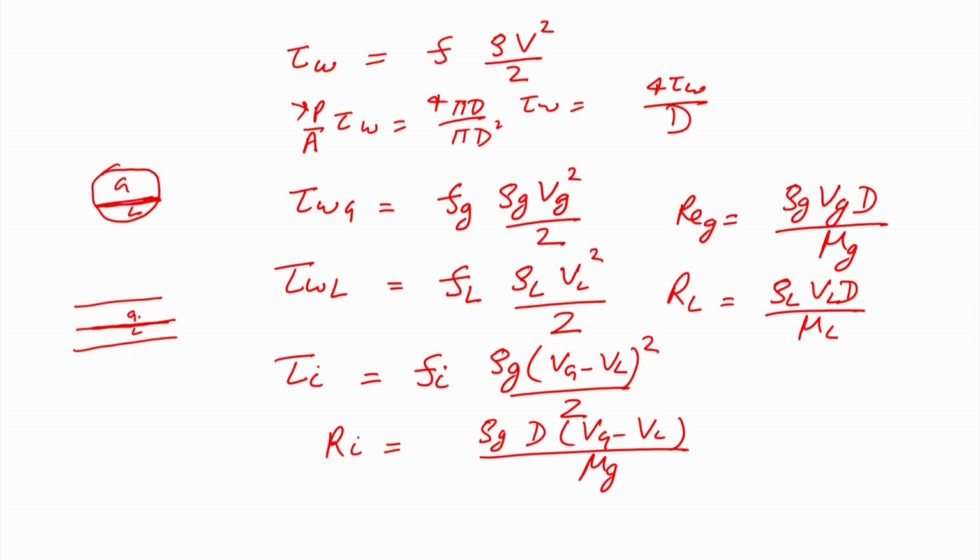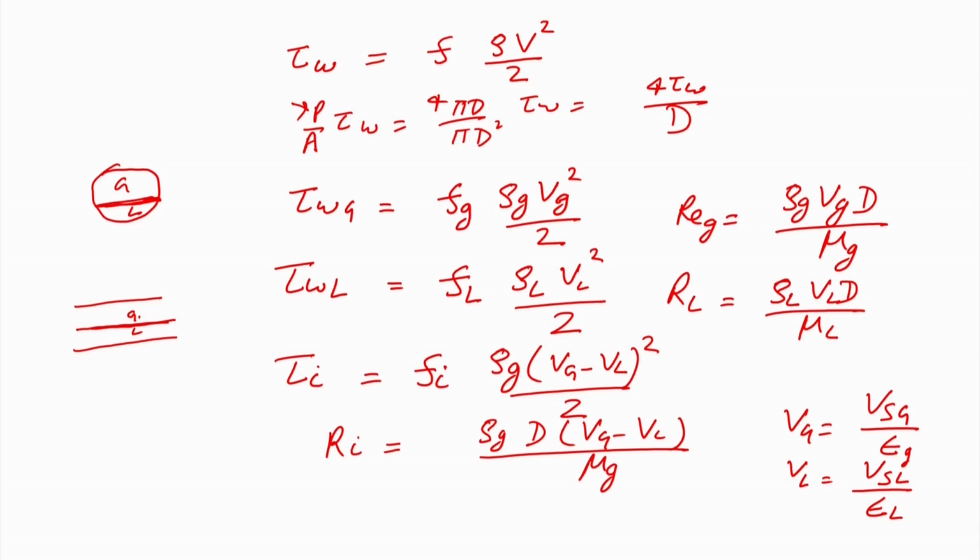This is the way the interface Reynolds number is defined, and you can calculate its values. Vg and Vl you can calculate from the superficial velocities: Vg is equal to the superficial gas velocity divided by epsilon g, and Vl is equal to the superficial liquid velocity divided by epsilon L. So if you know the epsilon, you can calculate Vg and Vl, the interface velocity, and all these parameters. Now, what we need to do?